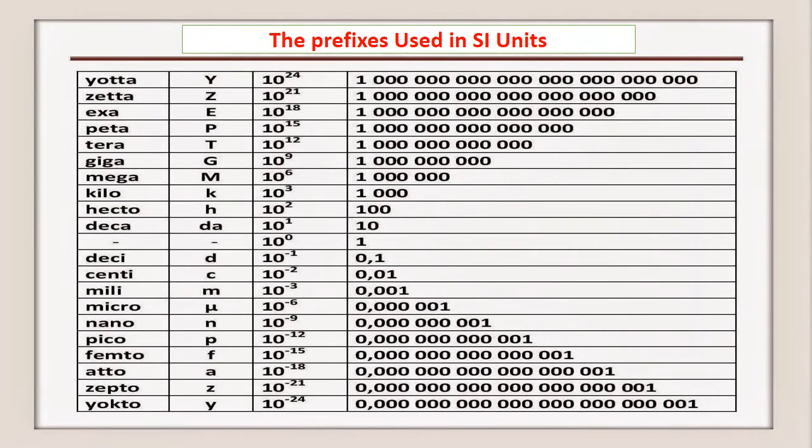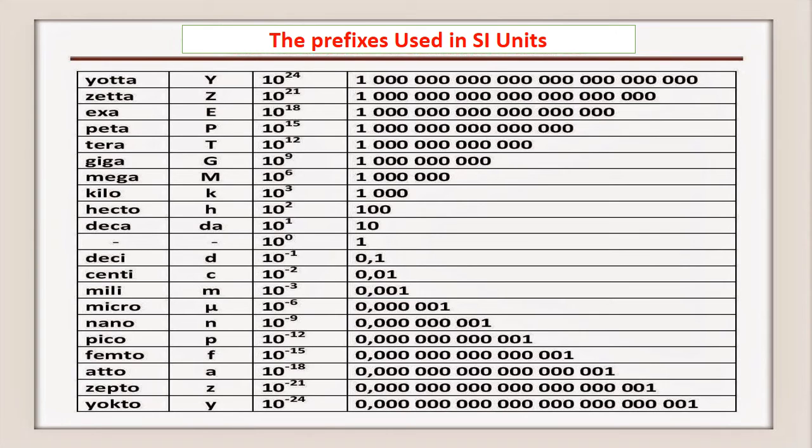The large quantities are represented by kilo, mega, giga and tera. Kilo is 10 raised to 3 and represented by k. Mega is 10 raised to 6 and represented by M. Giga is 10 raised to 9 and represented by G. Tera is 10 raised to 12 and represented by T. Thus mega Newton means 10 raised to 6 Newton and is represented by MN. The symbol 1 MPa stands for 1 megapascal, which is equal to 10 raised to 6 Pascal.